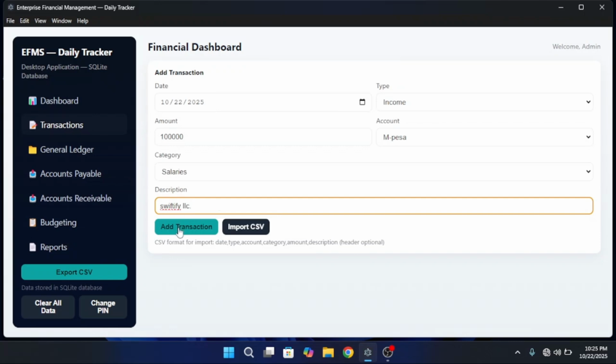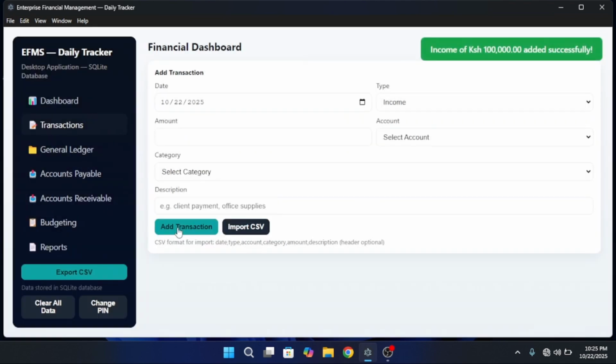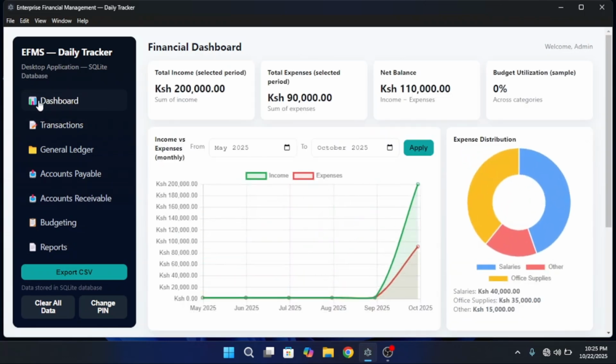Okay, so we are going to add this transaction, which is going to require a pin, and after a successful pin input, the transaction is added. When you go back to your dashboard, you're going to see that the total income is 200,000, the total expenses is 90,000 over the selected period. The net balance, which means the balance that you have currently in all the forms, which is cash, M-Pesa, or bank, is 110,000. And there is no budget right now.